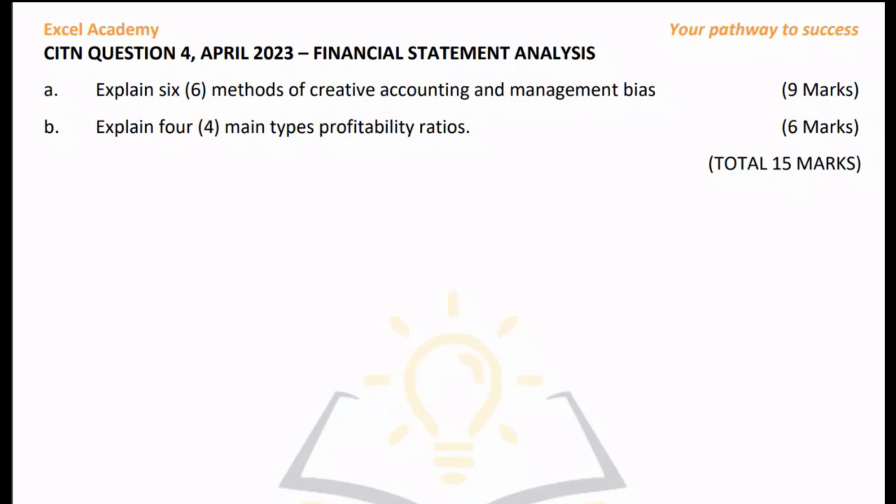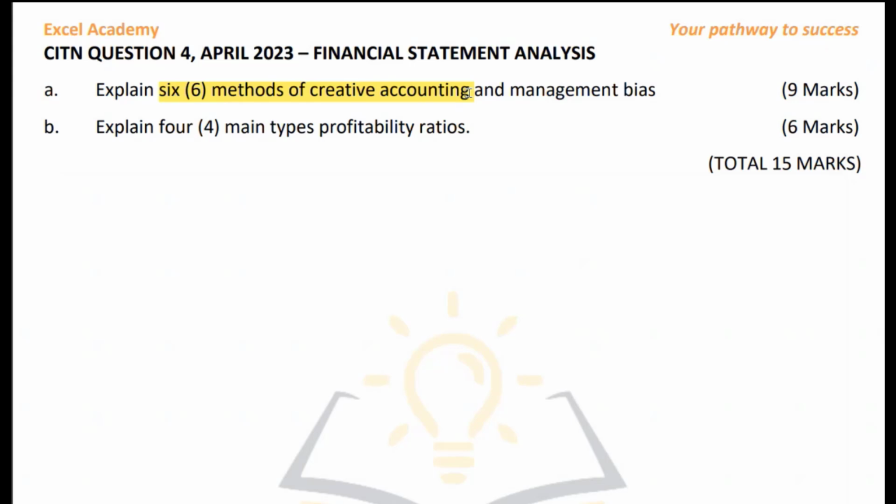So now let's solve question 4, April 2023. The paper question asks us to explain 6 methods of creative accounting. So basically, what's creative accounting?